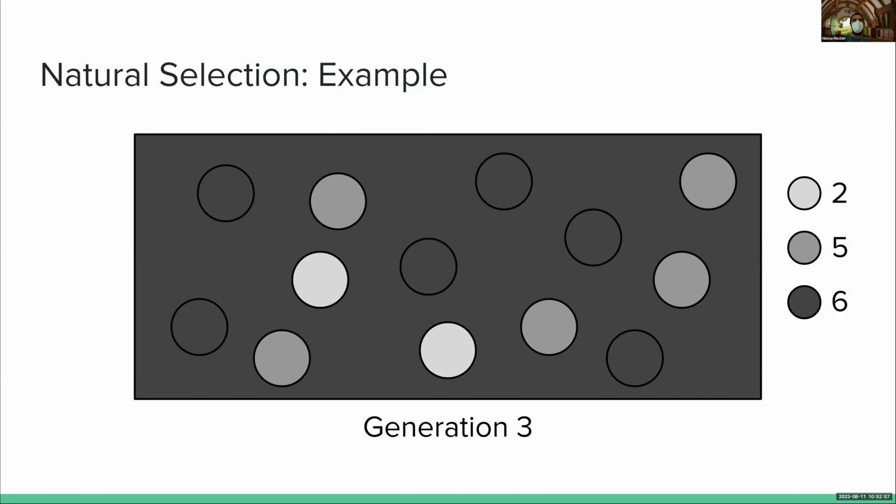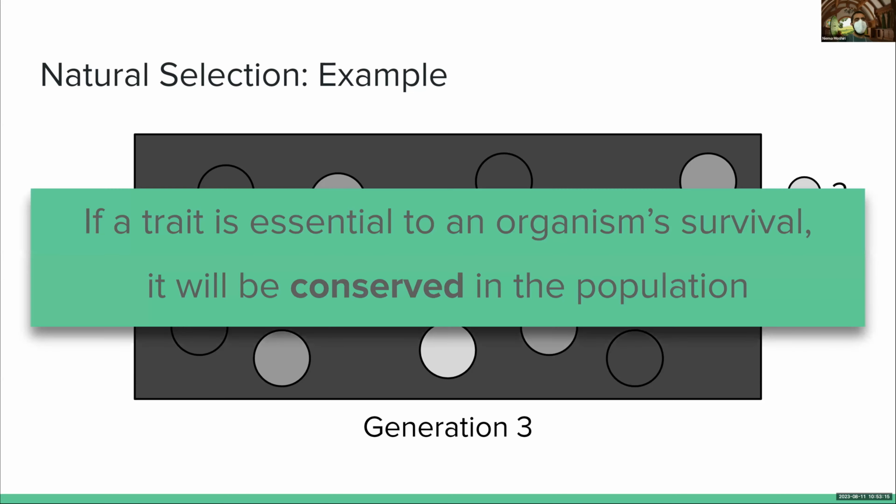This is assuming that the color of the bug is genetic, or somehow connected to a gene. That's a heritable trait. Okay, so the key takeaway is if a trait is essential to an organism's survival, it's going to be conserved in the population. There's a reason why all of us have slightly different hairstyles or hair color or whatever, but we all have two eyes and ten fingers.